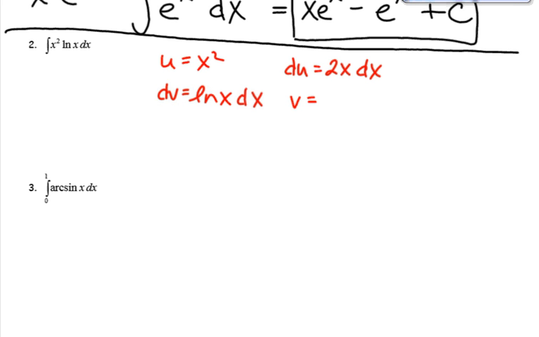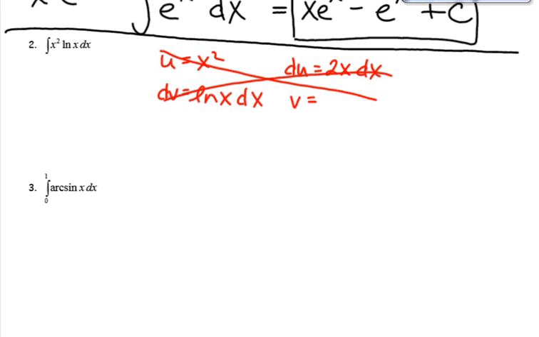And I hope you don't say 1 over x, because that is the derivative of natural log of x. And actually, if you think about this, we have not learned how to take the integral of natural log of x. So for this problem, what I've written here is actually incorrect. You cannot do integration by parts with the u being x squared and dv being natural log of x, because you don't know the integral of natural log of x.